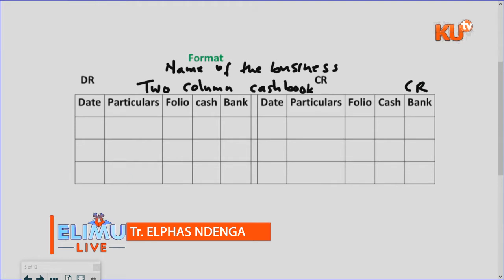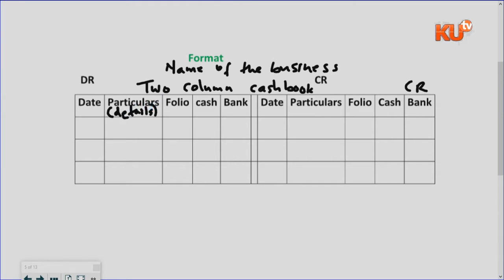On each side, we have the date column, where we write the dates. Particulars is also called the details column. So in some cases, we will be using the word details column. And what it simply does is give us a brief description of what was taking place in that transaction. The folio is used to record the specific page from where the accounts have been extracted from the ledgers.